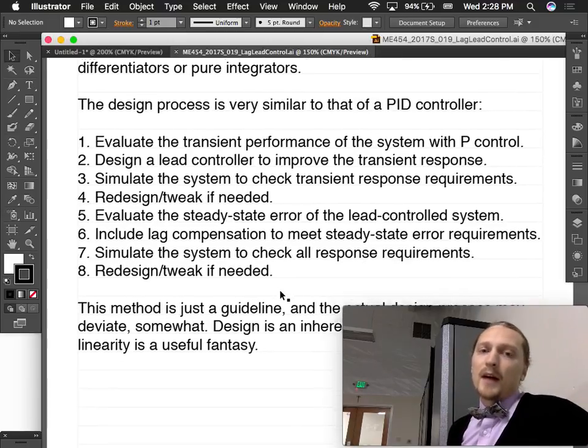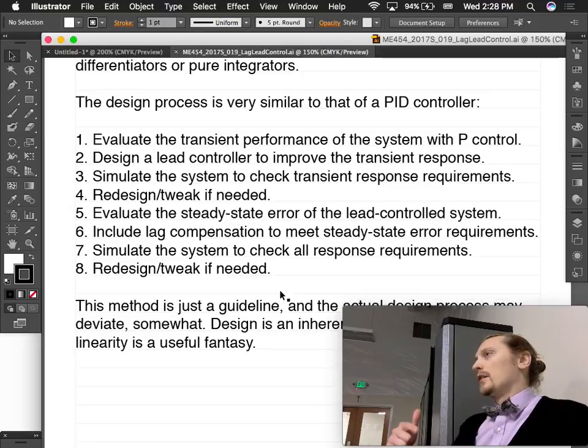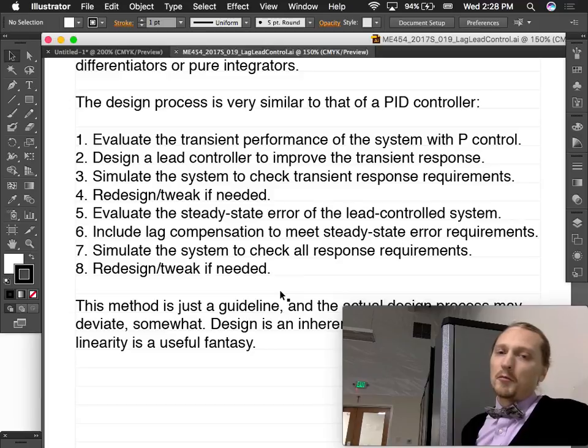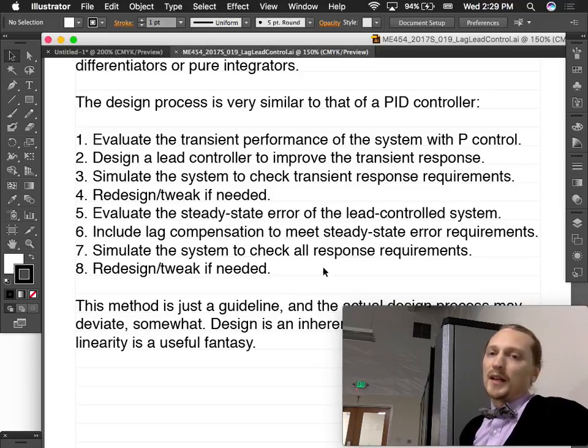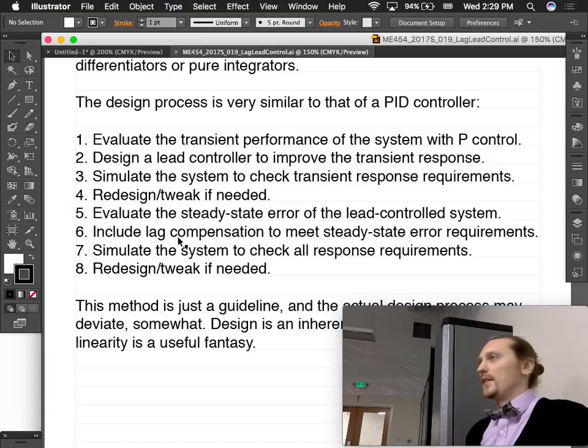So then step 5, so now we've got a system that hopefully meets our transient response requirements, and most likely will still not meet our steady state response requirements. So at that point, you include lag compensation to meet steady state error requirements. So first you have to evaluate the steady state error, see if it meets it. If it doesn't, then you add in lag compensation to meet the steady state error requirements. And then you simulate to see if that actually occurred.